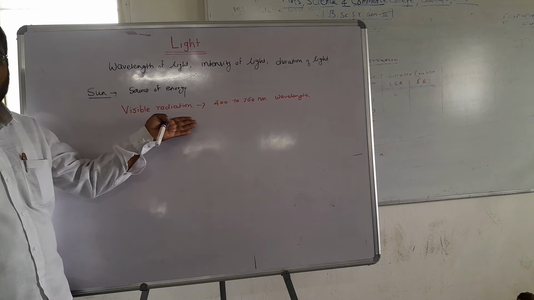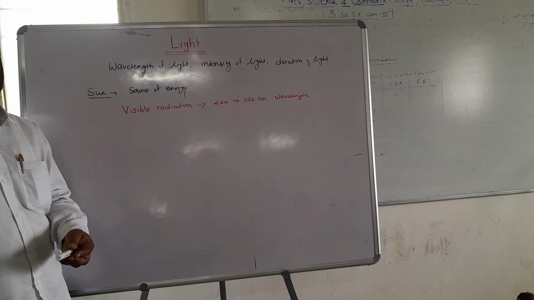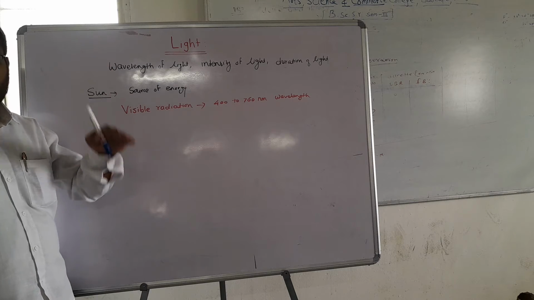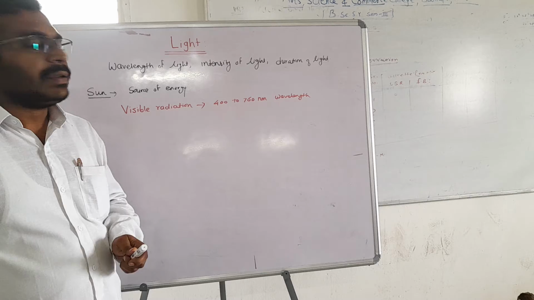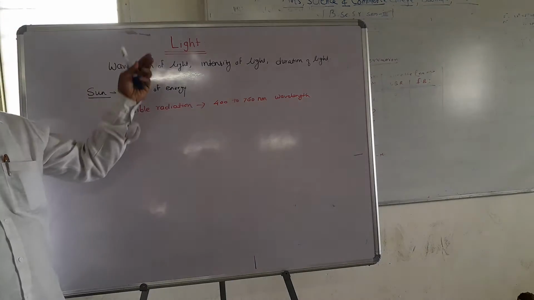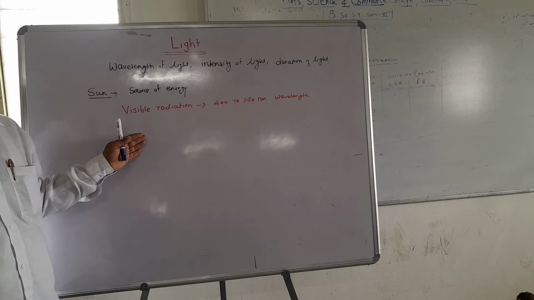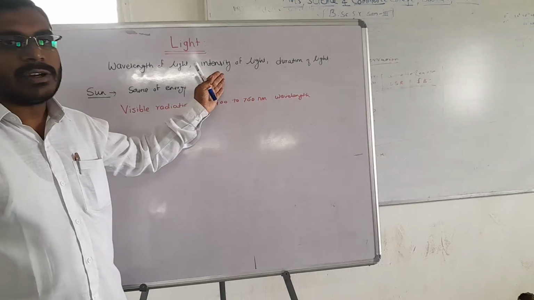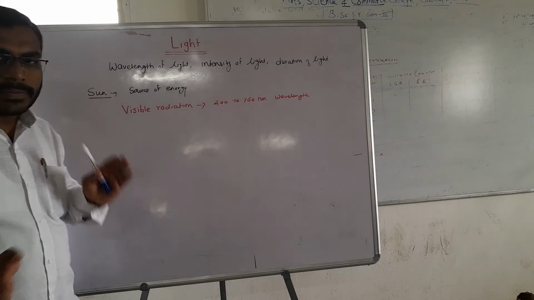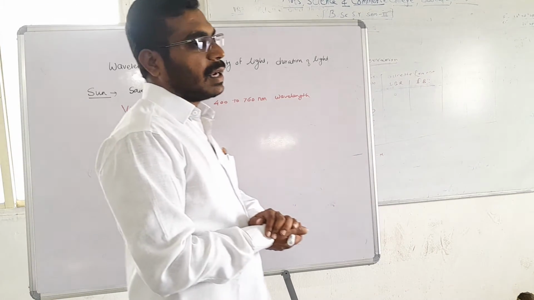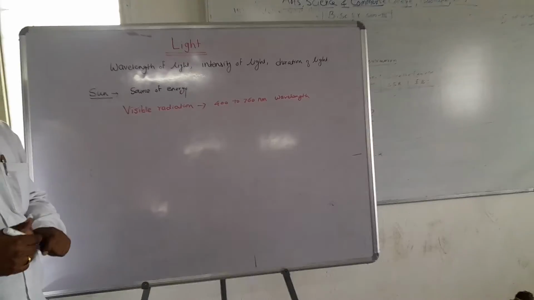This wavelength of light is absorbed by water. It is also absorbed by green plants. And it is the main source of energy on earth. Now, intensity of light is also required for all those processes, and then there is duration of light.